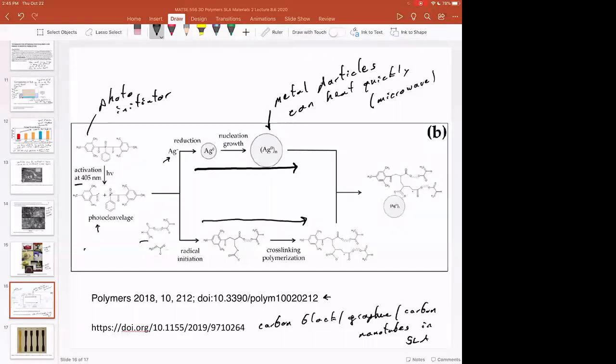It generates radicals. And now those radicals can reduce silver salt to silver nanoparticles. So reduce, and you get silver 0 and you get growth of these silver nanoparticles. You can make a polymer network with radicals, of course, so you get initiation and then cross-link polymerization and cross-linking. And now you have a polymer plus Ag nanoparticles.